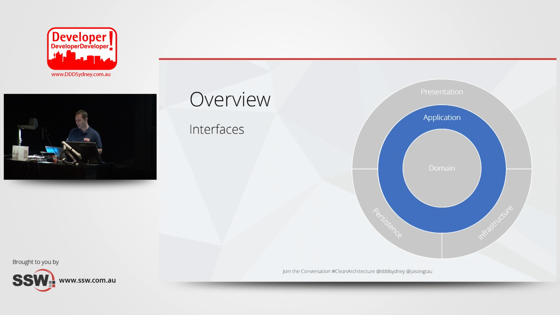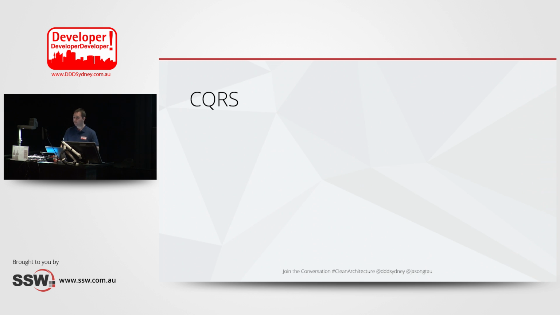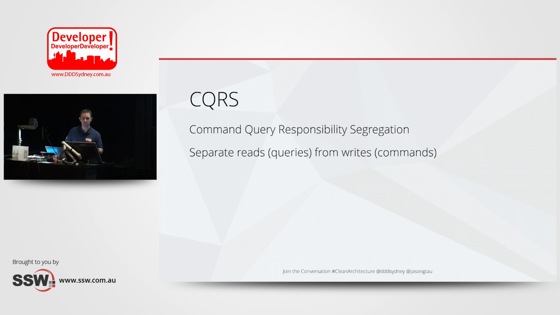All right, so the application layer contains interfaces, models, logic, commands and queries. We're going to talk a little bit about those. Validators and exceptions. So I want to start by talking about CQRS. Now I think Tiago knows what that means. Nice, yeah, so it's command query responsibility segregation. So it separates reads, your queries, from writes, your commands.